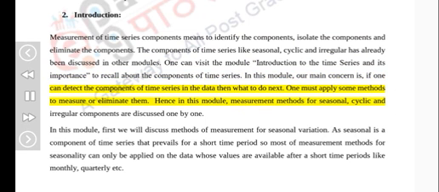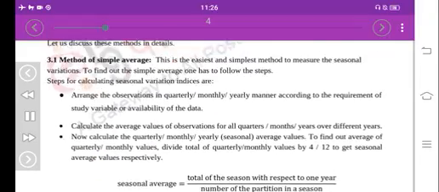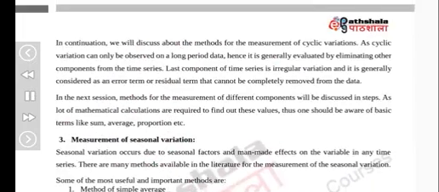One must apply some methods to measure or eliminate them. Hence, in this module, measurement methods for seasonal, cyclic, and irregular components are discussed one by one. First we will discuss methods of measurement for seasonal variation. As seasonal is a component of time series that prevails for a short time period, most measurement methods for seasonality can only be applied on data whose values are available after short time periods like monthly, quarterly, etc.